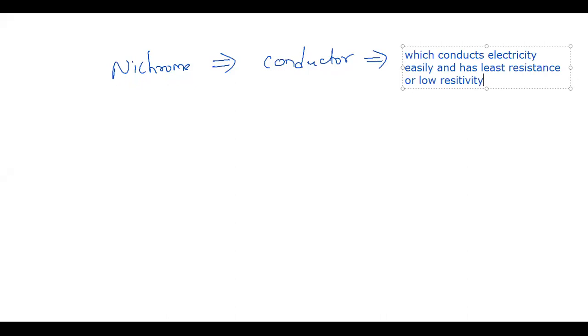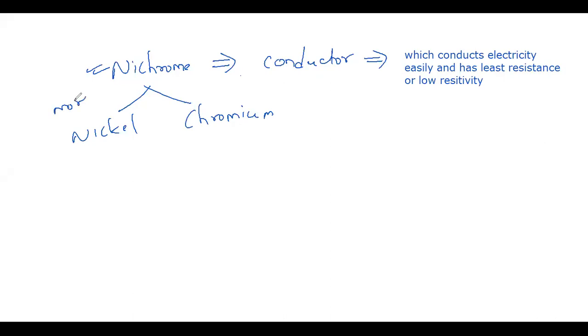So what you are saying is right, that conductor material has got a low resistivity. But this nichrome is made up of two metals, nickel and chromium. And the resistivity of nichrome is more than these two. Now see, an important statement I'm writing. Somewhere in your notebook, wherever you want to write the notes, write down this statement, a very important one.